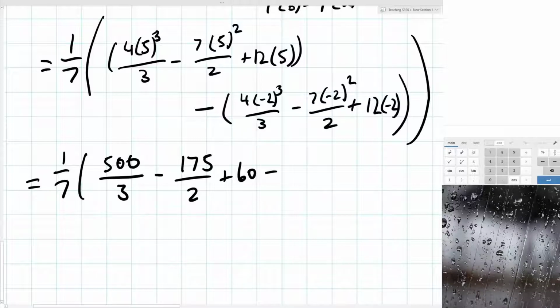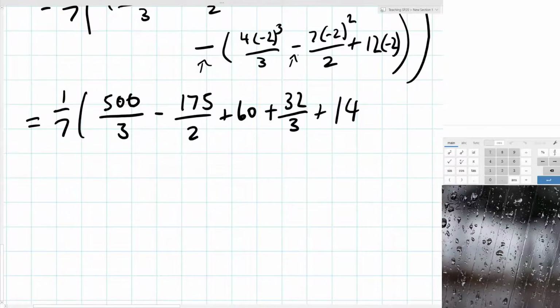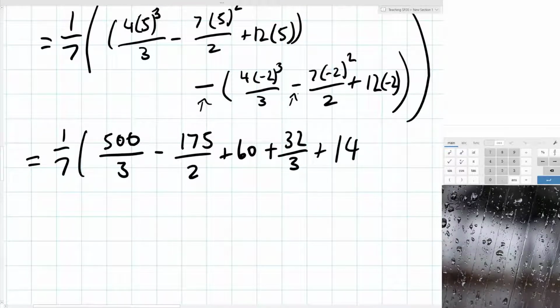Minus, so -2 cubed is -8. 4 times that is -32. So this is actually going to be plus 32 over 3. 7 times -2 squared is 28 over 2, which is 14. And this negative and this negative will cancel, so we get plus 14. And then plus 12 times negative 2 is going to be plus 24.